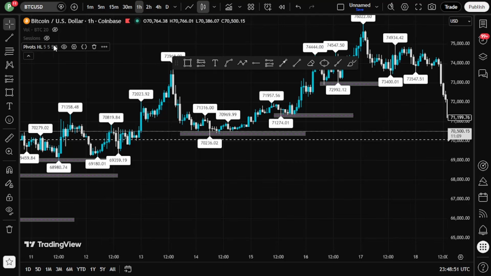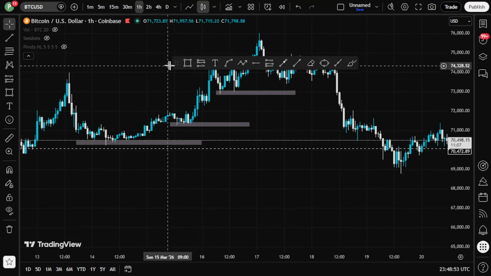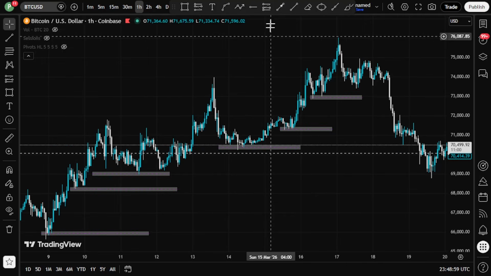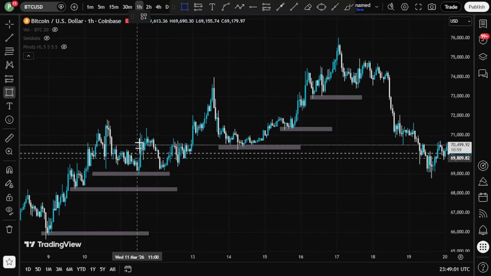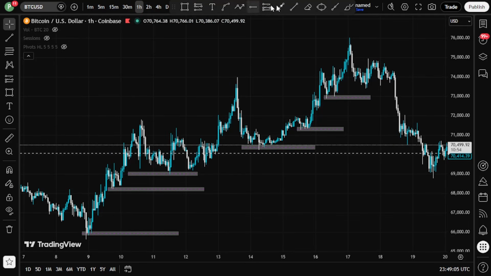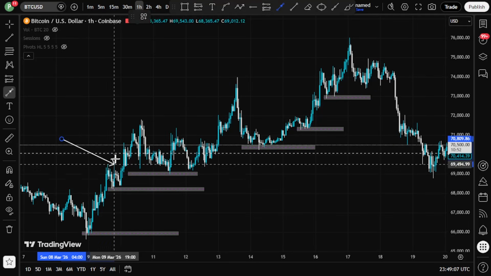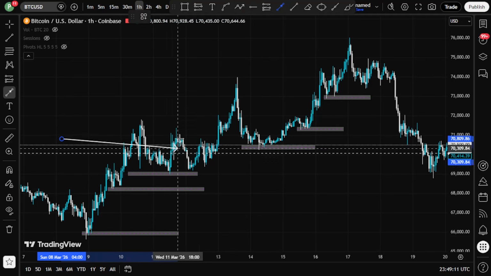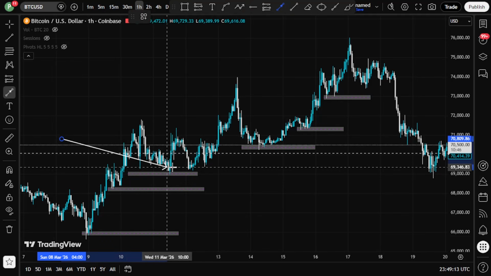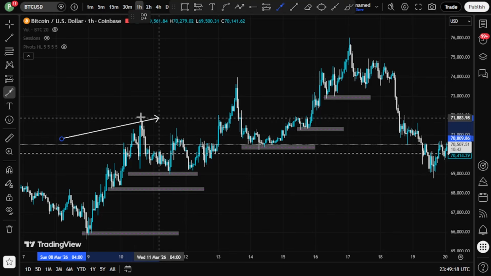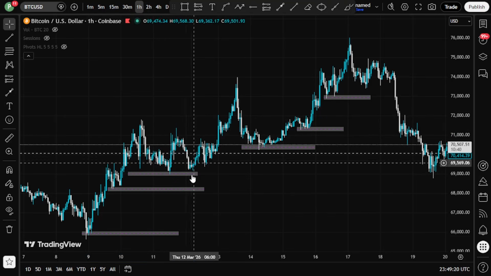If I turn this off right now, you can look at what price is doing here. You can see that when price is making support levels, it actually breaks resistance levels right from the beginning. This resistance was broken, and then price made a lower high here, but it never broke the support level, and this resistance was eventually broken. This one was also eventually broken.